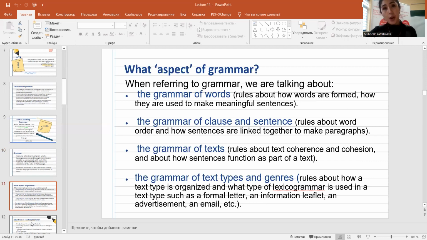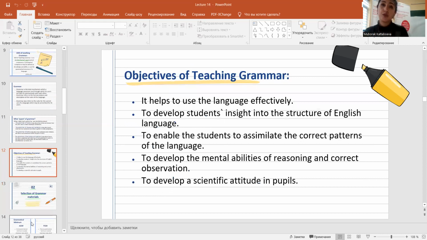And grammar also refers to the rules for the correct use of a language which may be prescribed for the users. And we will be talking about descriptive and prescriptive grammar teaching in a little while. So, when you're teaching grammar, what aspect of grammar to teach? When referring to grammar, we're talking about the grammar of words. We're talking about the grammar of clauses and sentences, the grammar of texts in turn, the grammar of text types, and even genres. And each aspect explores a different structural mechanism and set of rules that you need to focus on as a teacher.